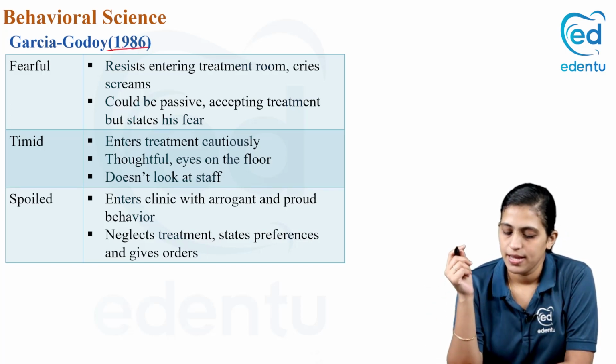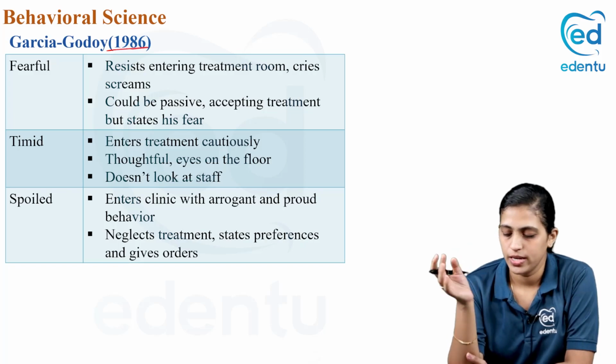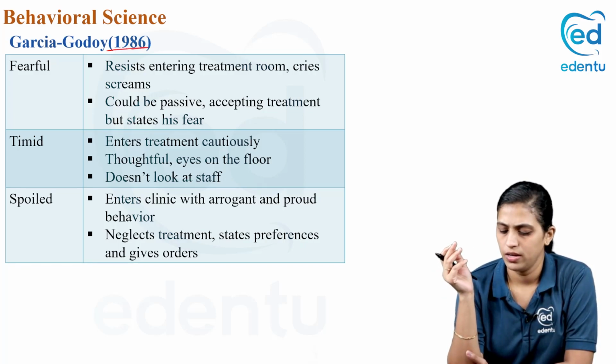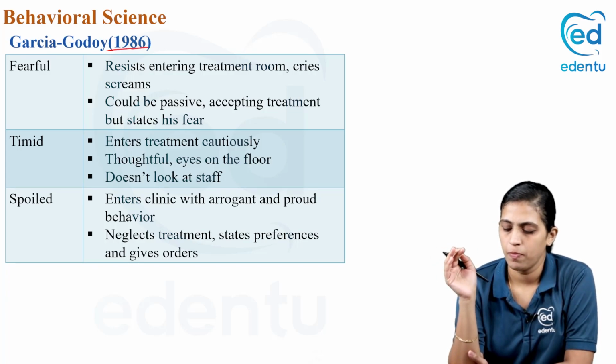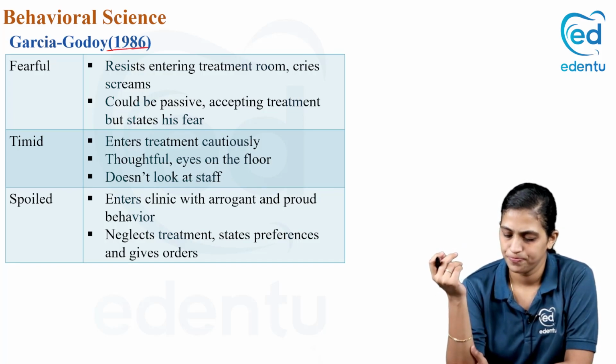Now into Gracia Godai's classification, which was proposed in 1986. There are mainly 7 classes. The first one is the fearful child. Here the child resists entering the dental treatment room itself and cries and screams, etc. Some children may be passive, accepting treatment, but they state their fears.